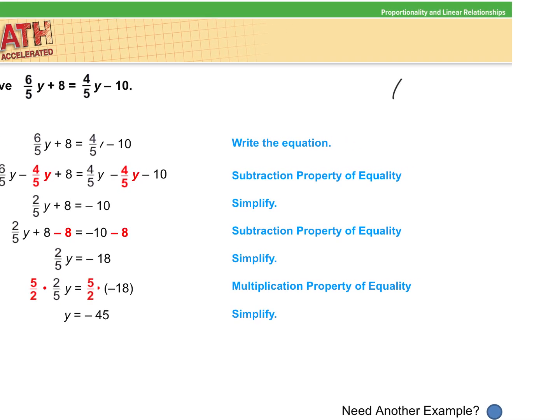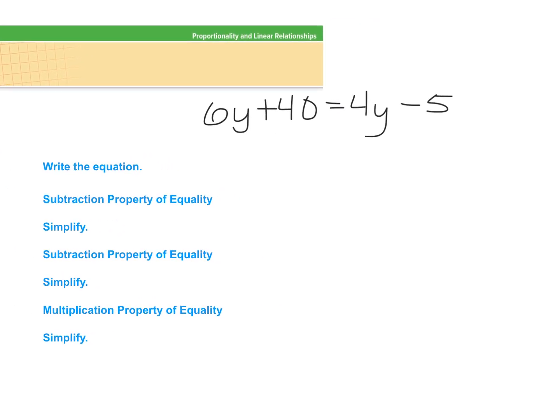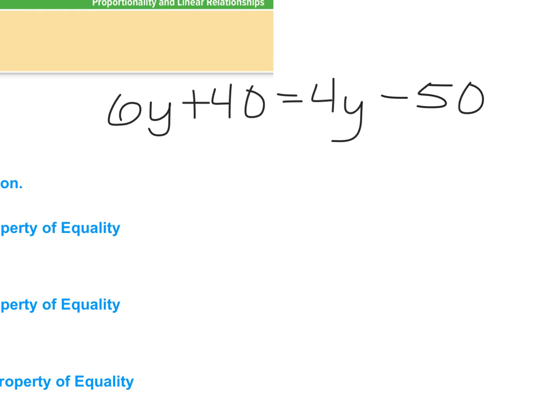Okay, let's look at 6y plus 40 equals 4y minus 50. Let's look at this one. Okay, what do you notice about this one? There's two variables. They're both y. That's good. What is the goal with those two variables? Get them together, okay? You just got to pick one of them. Do we want to do the 6y or the 4y? It does not matter. Okay, I heard 6y. Let's do 6y.